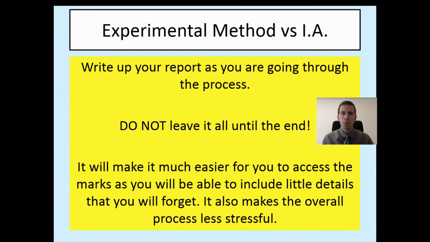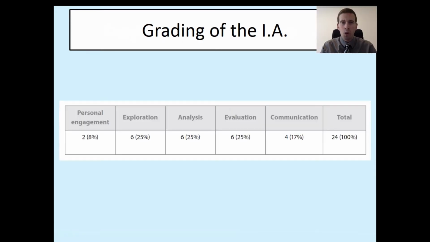Okay, so let's look at how we actually grade internal assessment. So your overall mark comes from 5 different sections. You get 2 marks for personal engagement, 6 for each of exploration, analysis and evaluation, and then 4 for communication. Now this comes to 24 in the end. I don't know who came up with that. It seems a bit of a strange number to me, but that's what it is. So let's look at each of these sections in more detail.